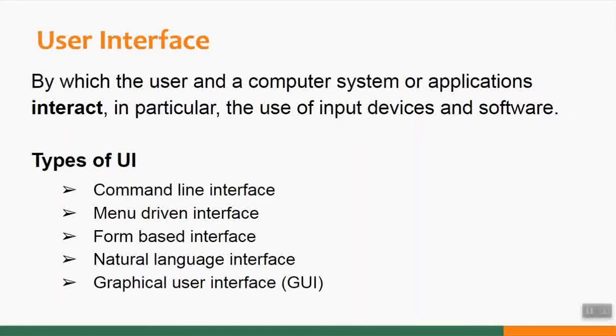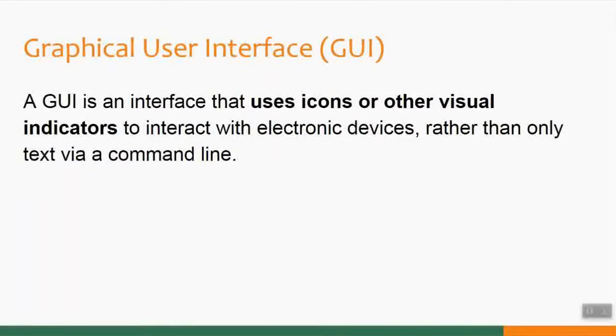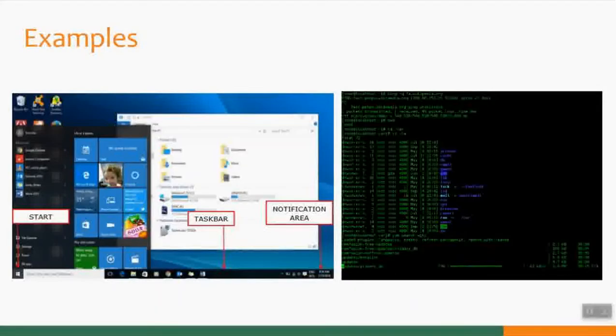Now let's discuss the graphical user interface. A GUI is an interface that uses icons or other visual indicators to interact with electronic devices, rather than only text via a command line. For example, all versions of Microsoft Windows are a GUI, whereas MS-DOS is a command line. GUI provides the opportunity to interact with the computer using images rather than text. This slide contains the screenshots of the graphical user interface of Windows and the command line interface.